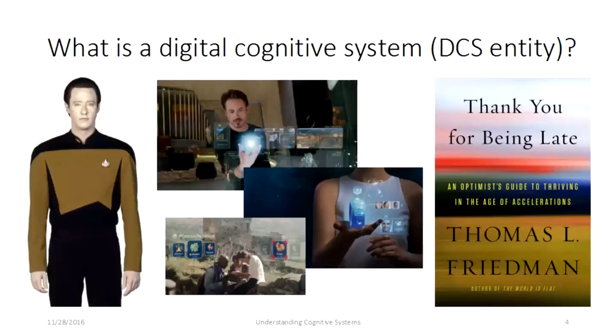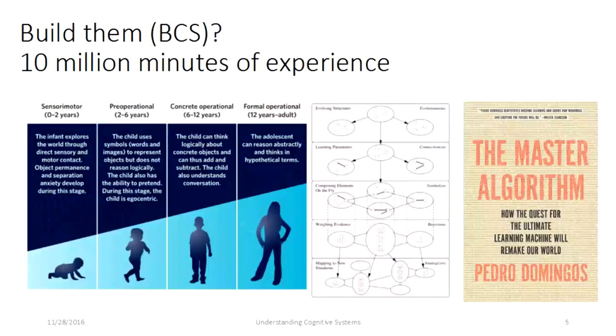And I do want to mention Thomas Friedman's latest book, Thank You for Being Late: An Optimist's Guide to Thriving in the Age of Acceleration, which has a chapter on AI versus IA. I think it's a great book from many perspectives, and he does a very good job of talking about this distinction between artificial intelligence and intelligence augmentation when it comes to digital cognitive systems. We'll explore more of the differences between biological cognitive systems and digital cognitive systems later in this talk.